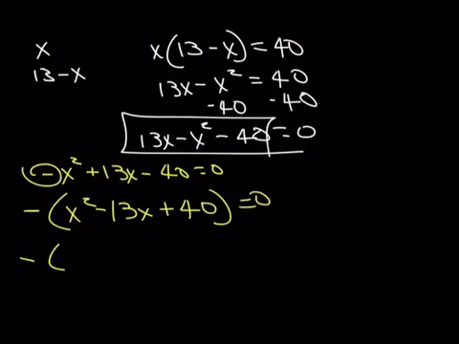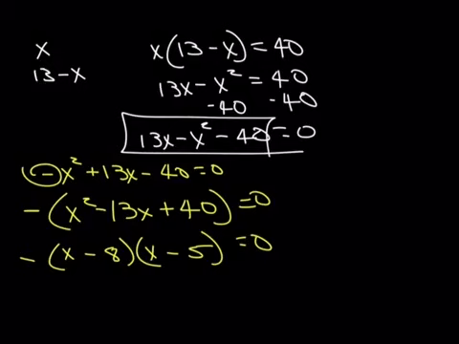Now I can set this equal to two binomials. Two numbers multiplied together give you 40. Added give you a negative 13. So let's put an x here and an x here, it would be 8 and 5. 8 times 5 is 40. 8 plus 5 is 13, and negative 8 plus negative 5 is negative 13. Negative 8 times negative 5 is positive 40. All right. So, what do we get here? x is going to equal 8. x is going to equal 5.